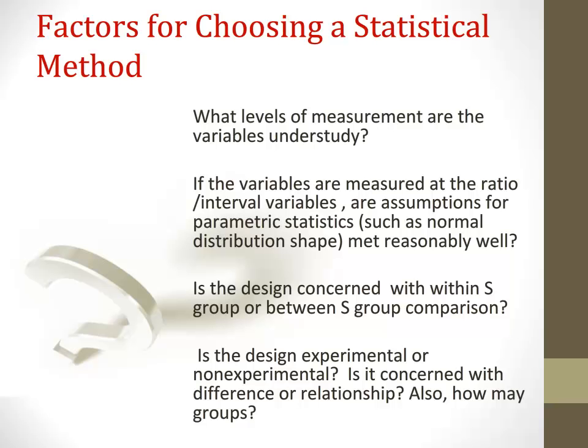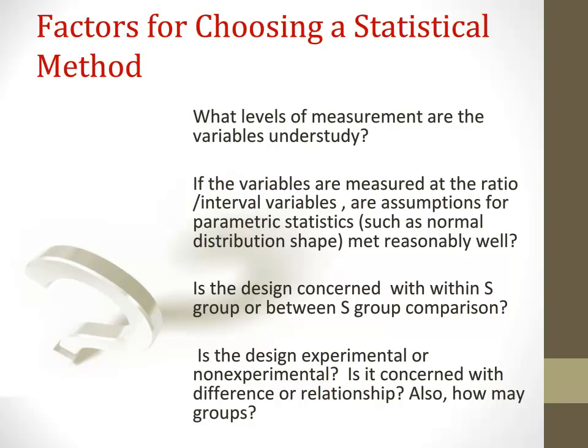However, if the variables are measured at the interval and ratio level, remember the second factor for choosing a statistical method was assumption violation. So we ask, are the assumptions for the parametric analysis that we chose reasonably met? If they are, we can continue with the parametric analysis. If they're not, we may want to consider the non-parametric analysis.